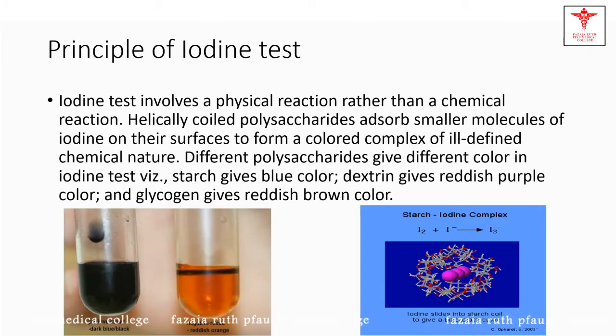Now the principle of iodine test. Iodine test is more of a physical test, but not a chemical test, unlike the Molisch's test. Basically, what happens is that helically coiled polysaccharides adsorb the smaller molecules of iodine on the surface to form a colored complex, and different polysaccharides give different colors with iodine. For example, starch will give blue color, dextrin will give reddish purple color, and glycogen will give reddish brown color. So you must remember the principle, and an important thing to note here is that this is not a chemical reaction but rather a physical reaction.